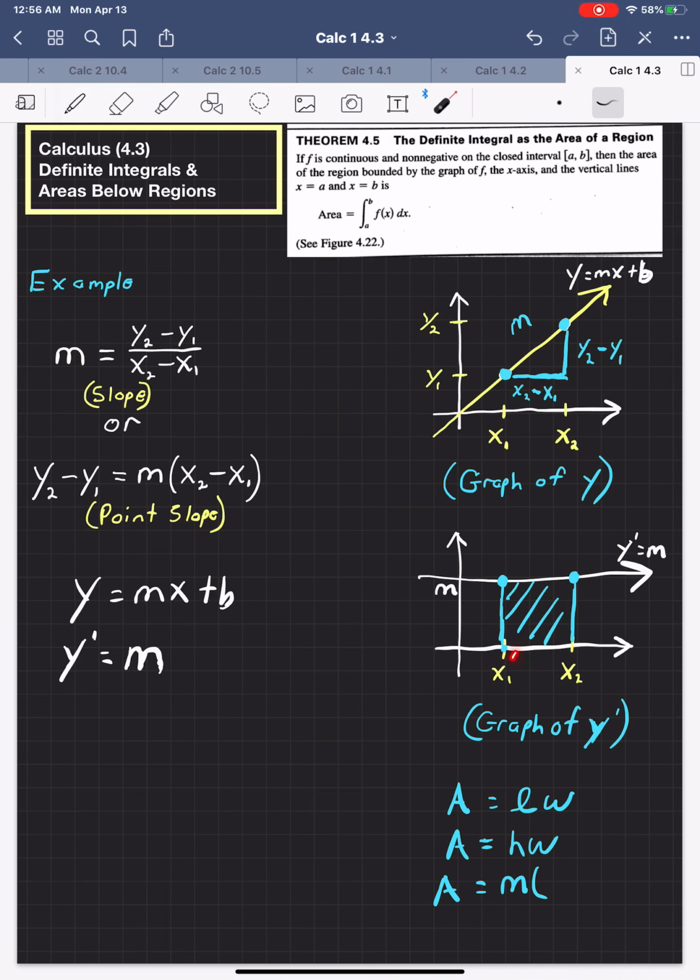And what would the width of this rectangle be? Well, the width would be exactly x sub 2 minus x sub 1. Well, that's interesting. I think we've seen that before. m multiplied by x sub 2 minus x sub 1 can be thought of as the area under this derivative, which is equal to the change in y.